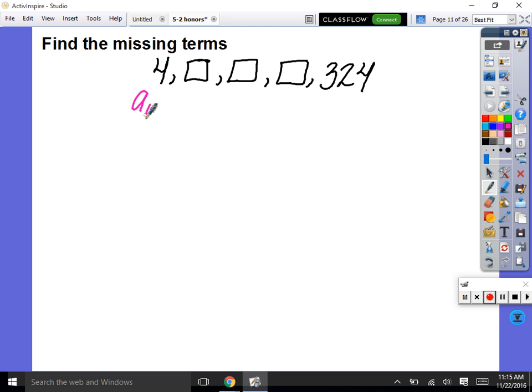A sub 1 is 4. A sub 1, 2, 3, 4, 5. This is A sub 5, correct? Everybody good with that? So let's set ourselves up a true statement. We know to find any term in a sequence, we use the formula A sub n is equal to A sub 1 times r raised to the n minus 1. Is everybody following me? Let's plug in what we know.